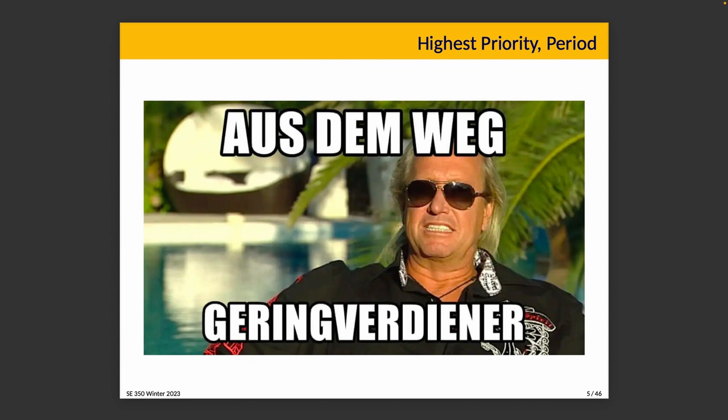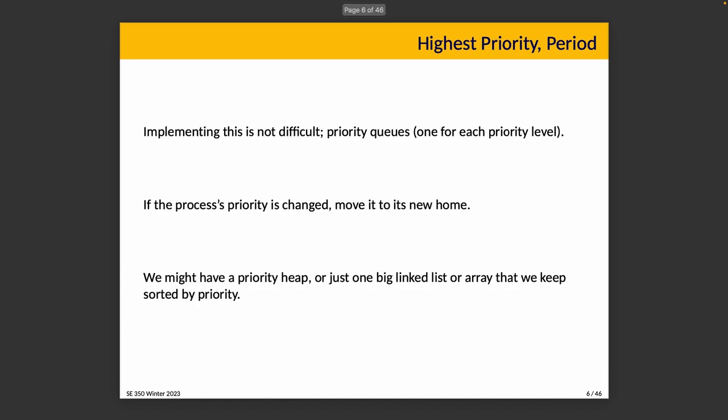This is just saying whichever has the highest priority, we choose it. Okay. Implementing this is not difficult. We could have just one list that's always kept sorted, a heap that's kept sorted by priority, or we have different priority queues, one for each priority level. And if a task is not blocked, it goes in its appropriate priority queue. If priority changes for some reason, manually or otherwise, move it to the correct queue where it belongs.